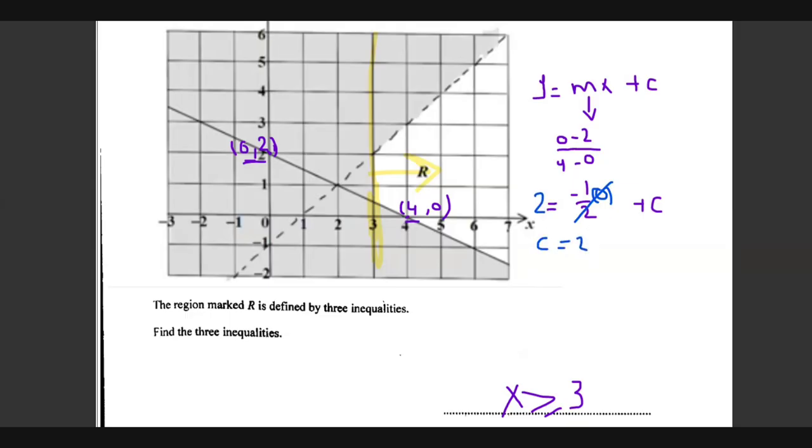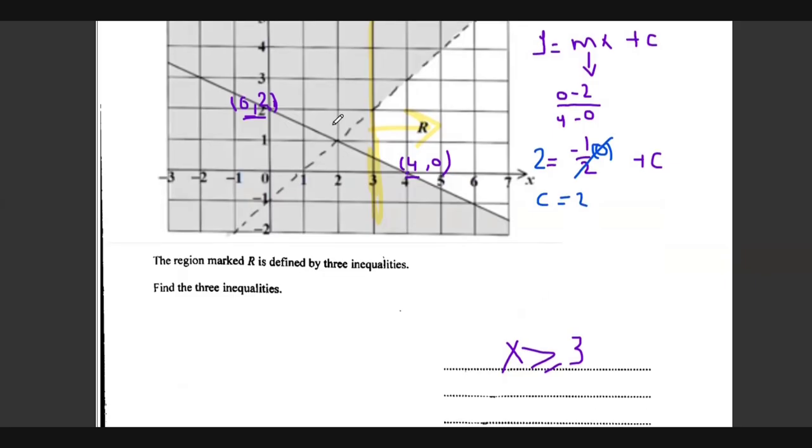And now it's time to write this line's equation, which will also be more than. So y is more than or equal to, and we have the equation y equal to negative half x plus 2. Because it's an inequality, it is more than, moving to the right, up. So we say negative half x plus 2, and we get the second equation.